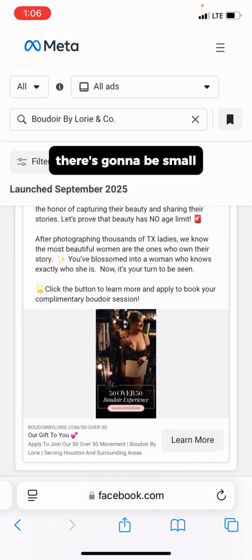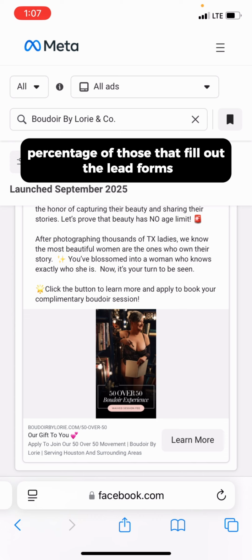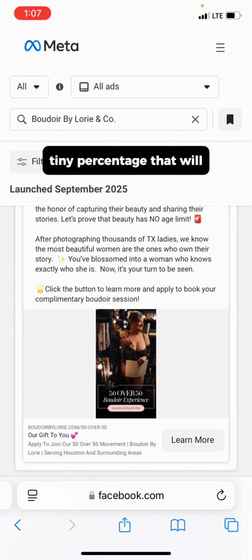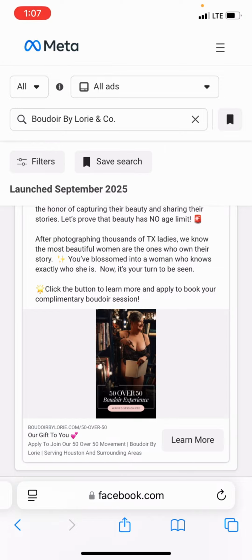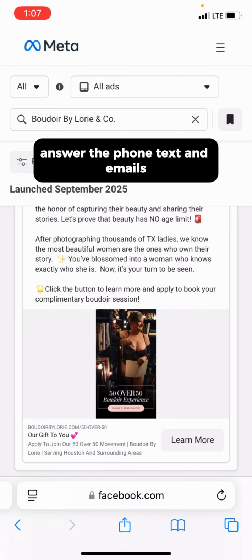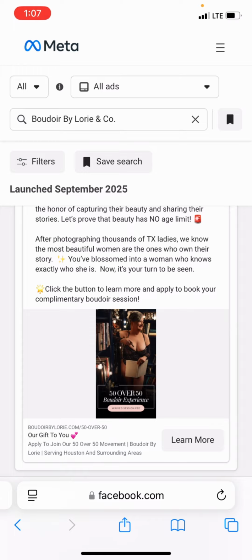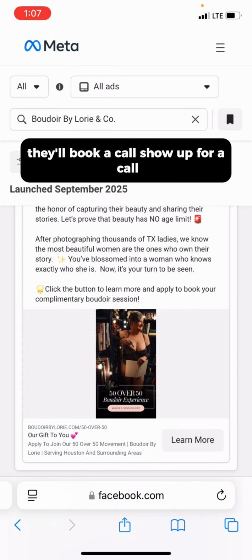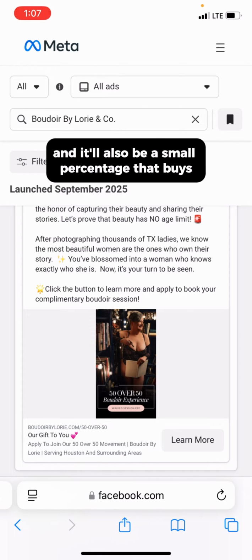Now, yes, there's going to be a small percentage of those that fill out the lead forms, a tiny percentage, that will answer the phones, texts, and emails. They'll answer, they'll book a call, show up for a call, and there'll also be a small percentage that buys.